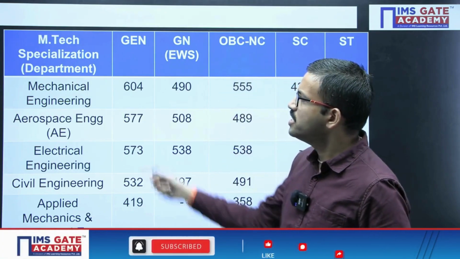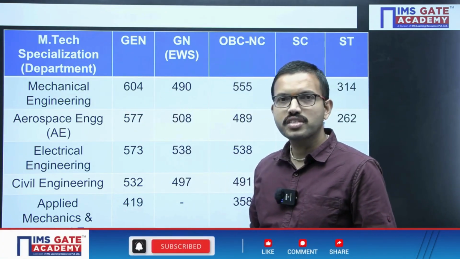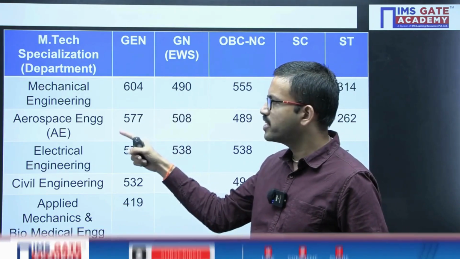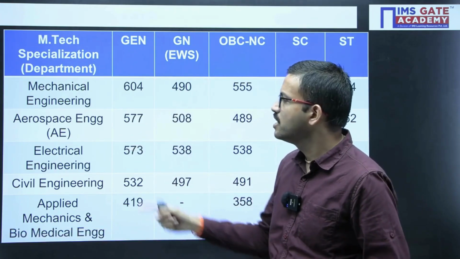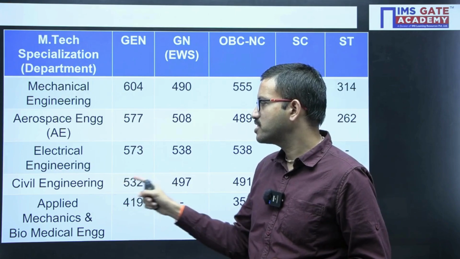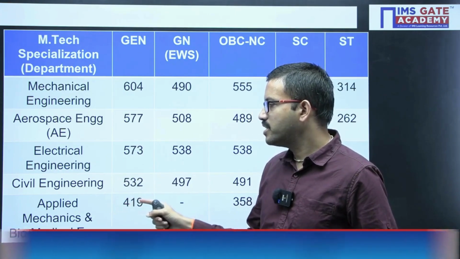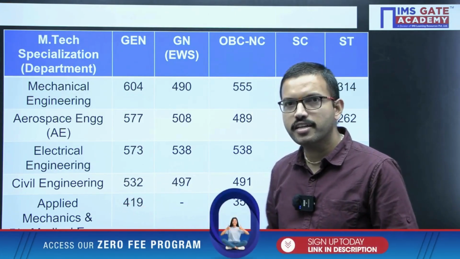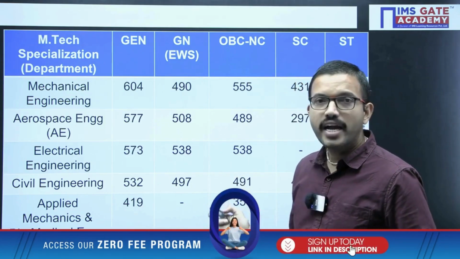So you can observe here, for mechanical engineering the GATE cutoff score is 604. For aerospace engineering, 577; electrical engineering, 573; civil, 532; applied mechanics and biomedical engineering, 419. Okay, this is with respect to IIT Madras.